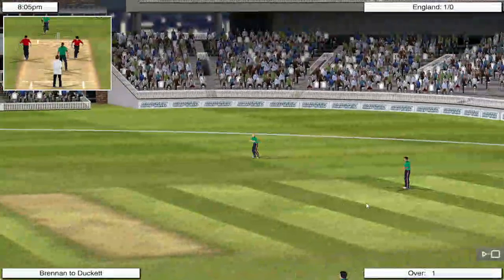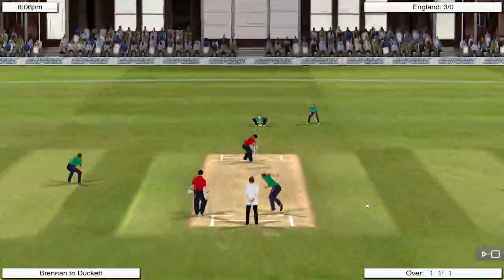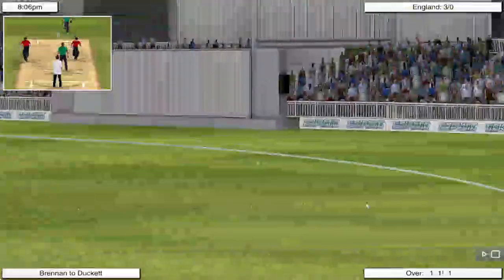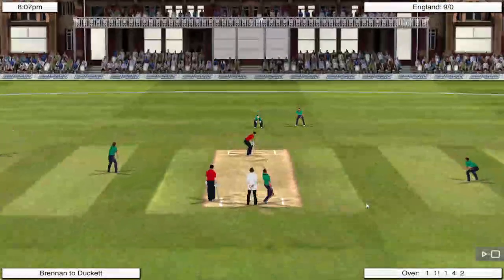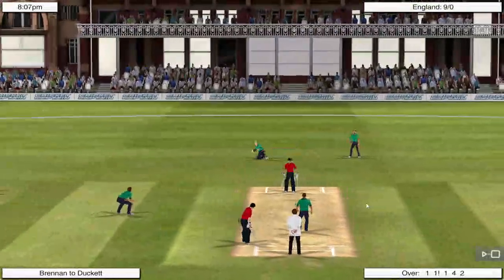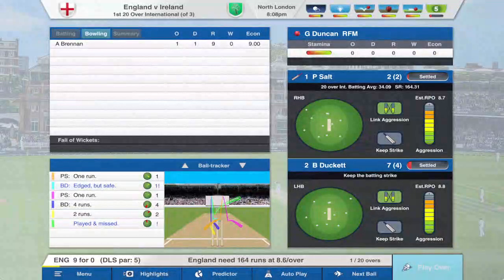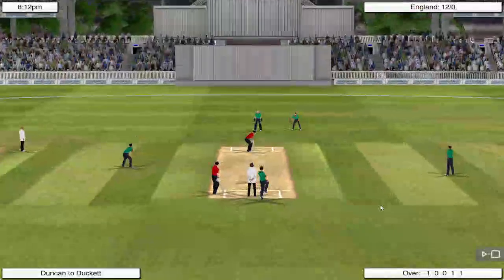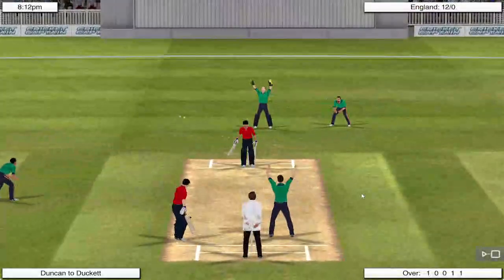And that is an edge for a single. And Phil Salt this time hits it down the ground for a 4. 168 to be chased. Oh, that is a great short ball. So 9 runs coming off the first over. England's required run rate is 8.6.